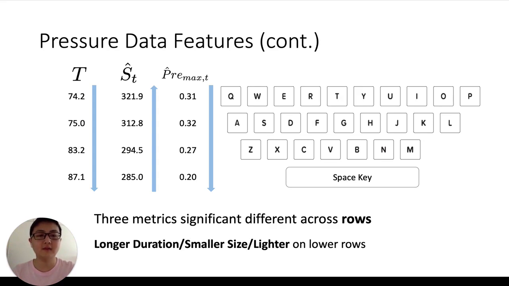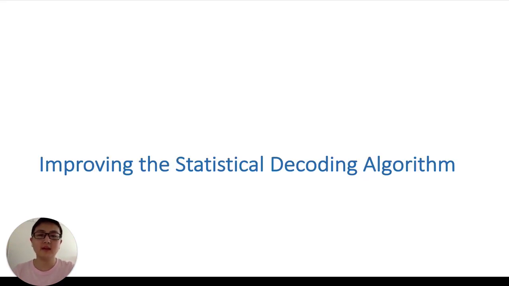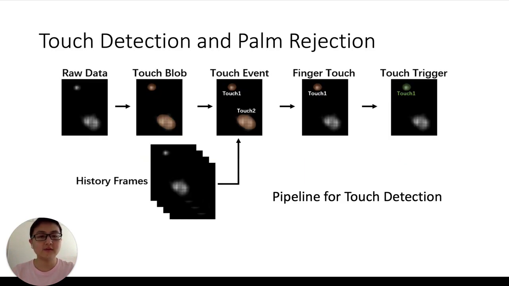I'll describe that later. Based on the data of our first experiment, we did a series of simulations to realize the algorithm on PalmBoard, as we allowed the users to raise their palms during typing. The first challenge for PalmBoard is palm rejection. The pipeline of our touch detection is shown here.